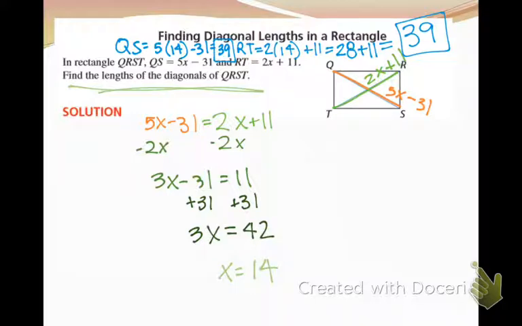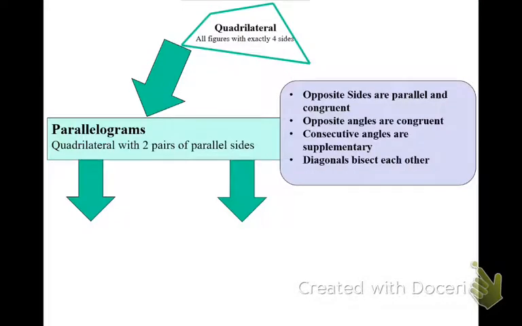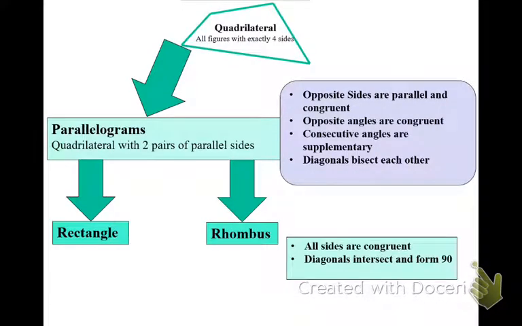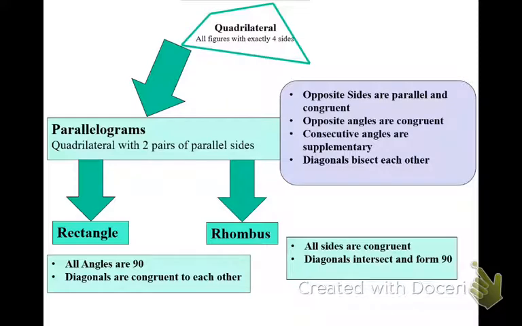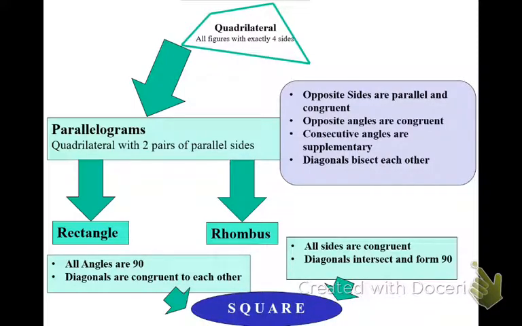All right, now we go back to the flowchart. We'll finish writing it in. We got the rhombus and then the rectangle. All the angles are 90. The diagonals are congruent to each other. And then the parallelogram that has all of the properties is a square. And that leads us to our last example. So we're going to go back to our notes.